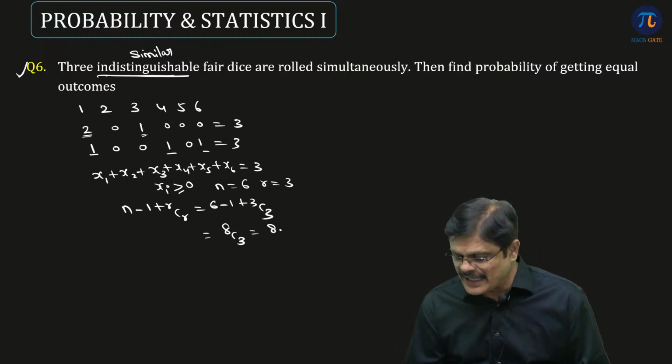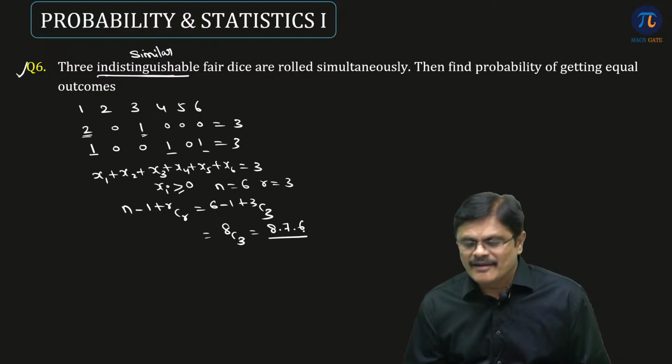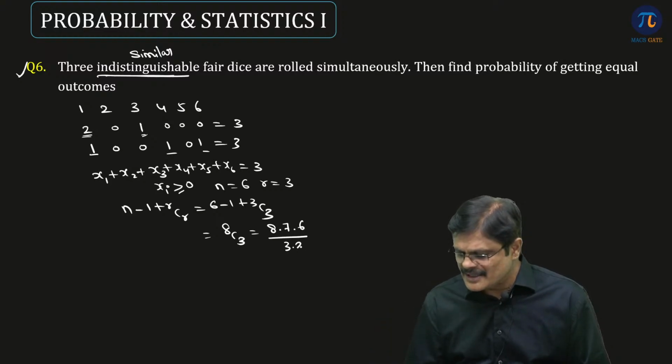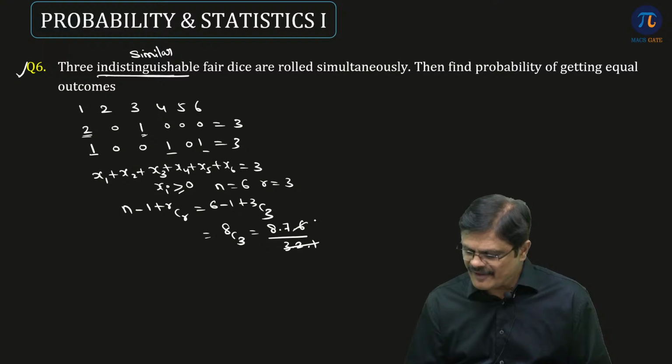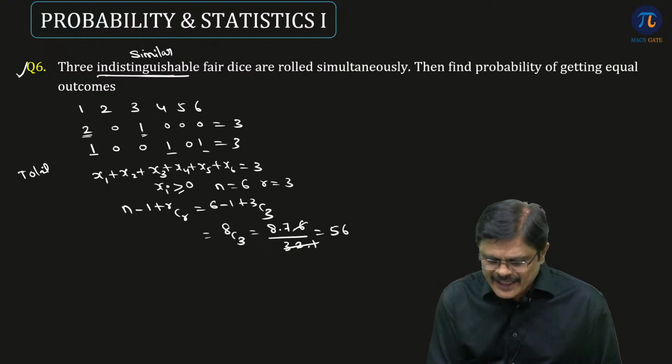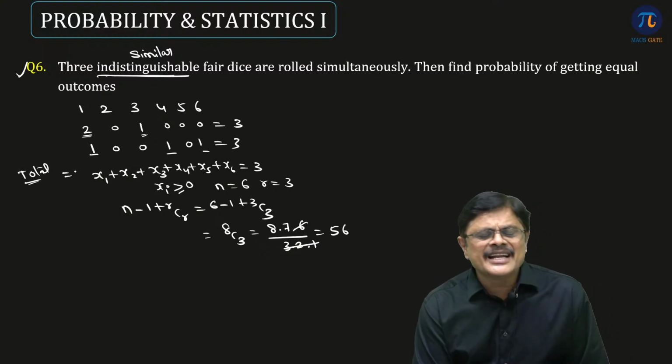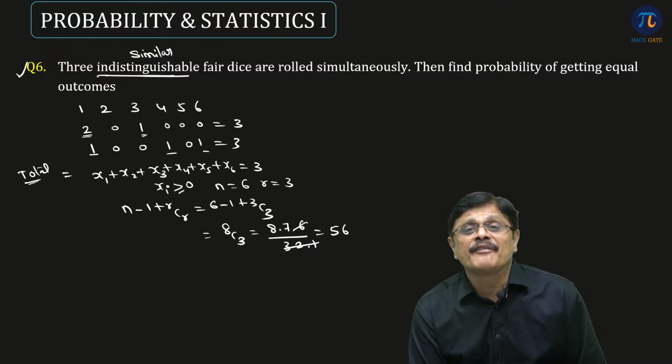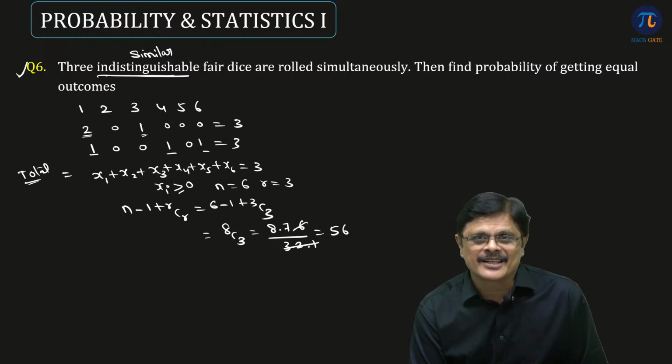Am I clear? What is it? 8 into 7 into 6. 5 factorial cancels by 3 factorial. This 3 factorial cancels with this 56. So this is total possibilities, my dear friends. When 3 similar, that is indistinguishable, dice are rolled, there are 56 possibilities.